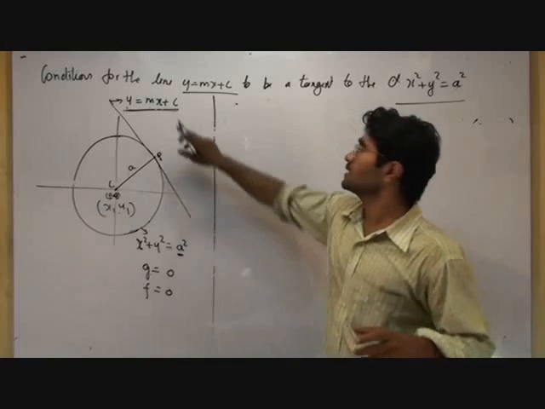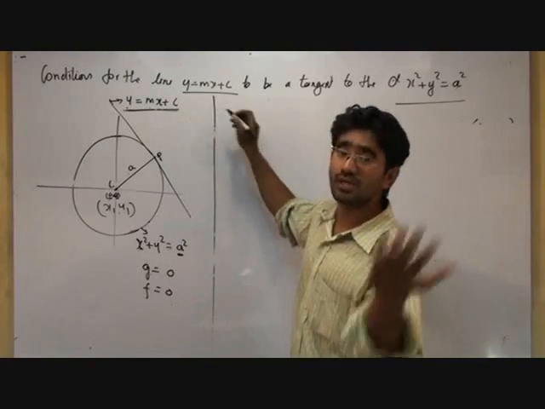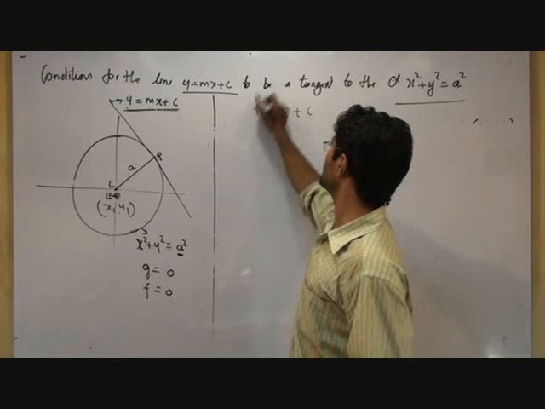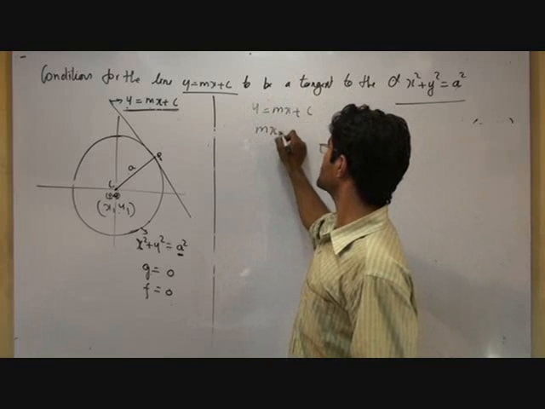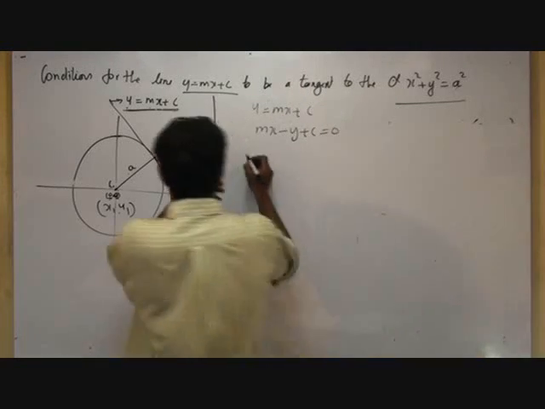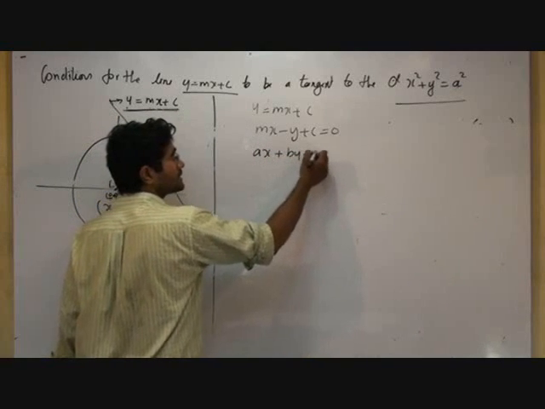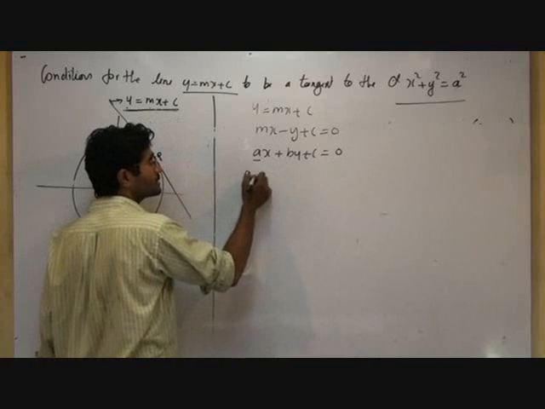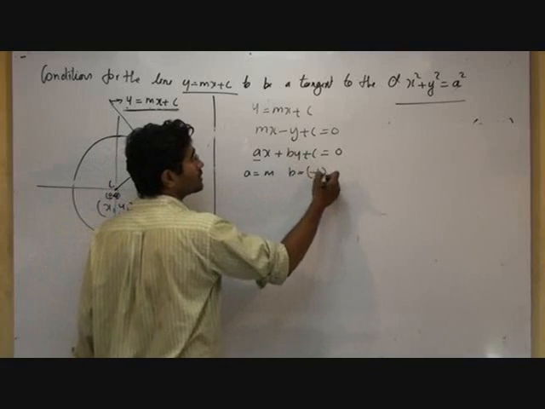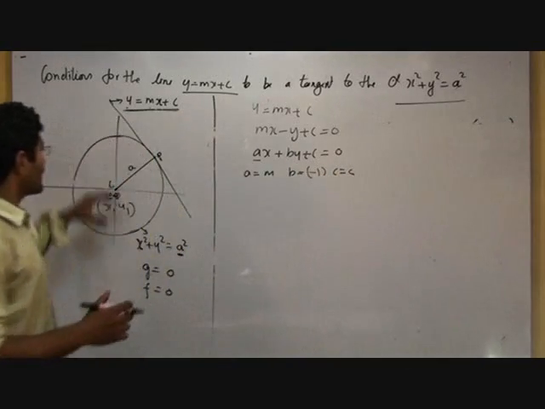What is given to me? Given is the line y is equal to mx plus c. Now, can I write this line in the more general form? y is equal to mx plus c can also be written as, if I put y on the other side, mx minus y plus c is equal to 0. Isn't it? Now, if I compare this with the general equation ax plus by plus c is equal to 0, I can say that a is equal to m, b is equal to minus 1, c is equal to c. Very simple.